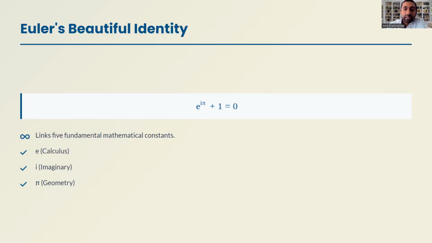It seamlessly connects 5 of the most fundamental constants in all of science: 0 and 1 from arithmetic, e from calculus, i from algebra, and pi from geometry. In combinatorics, we strive for the same level of unity, showing how visual geometric paths, algebraic formulas, and concrete counting problems are all different expressions of a single underlying reality.